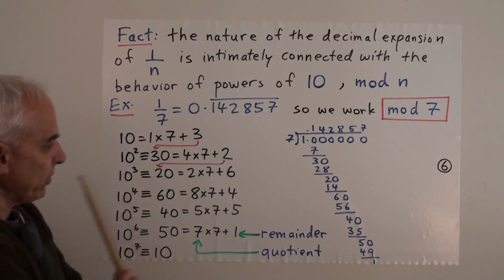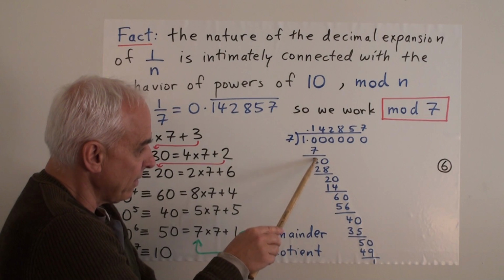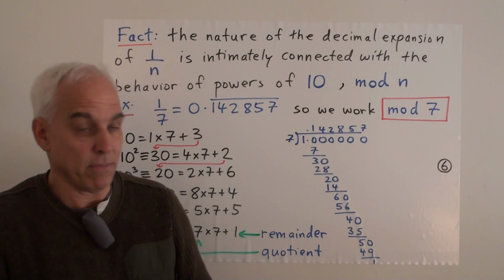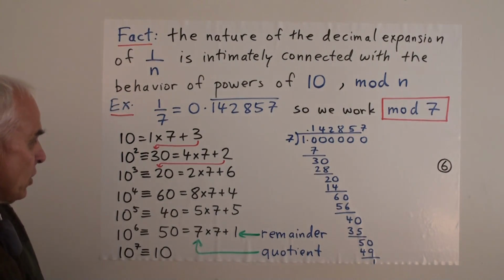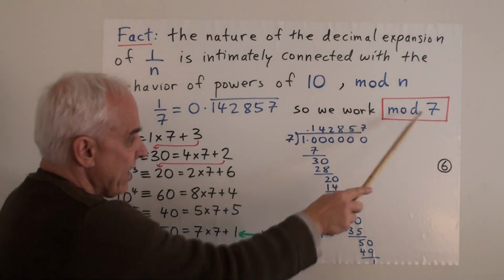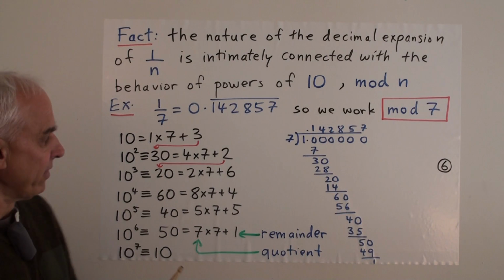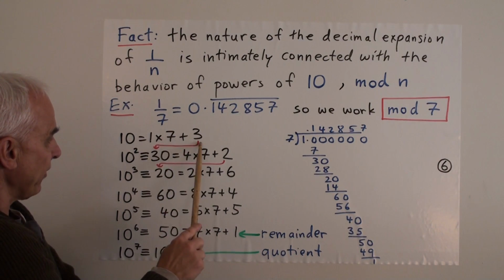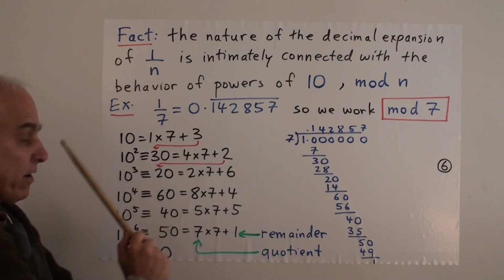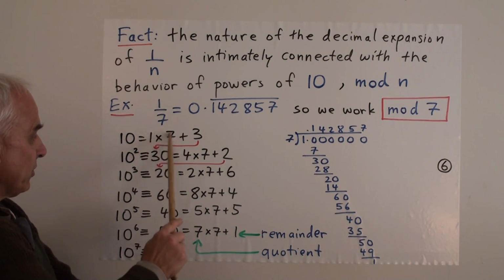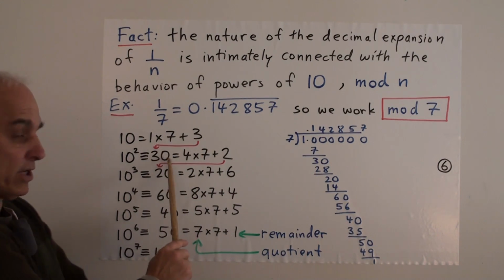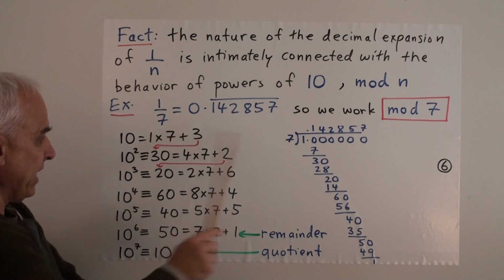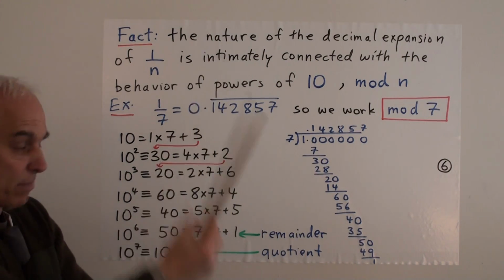Now at the next step, we've taken 3 and we've added a 0, which is of course really the same as multiplying by 10. So notice that if we're working mod 7, so all of this is now going to be mod 7, this thing here, 10 is equal to 1 times 7 plus 3. If we take 10 squared then, well, this is congruent to 0 mod 7, so it's just 30. And so we're multiplying this remainder by 10. It's the same thing that we're doing over here when we drop down the 0.